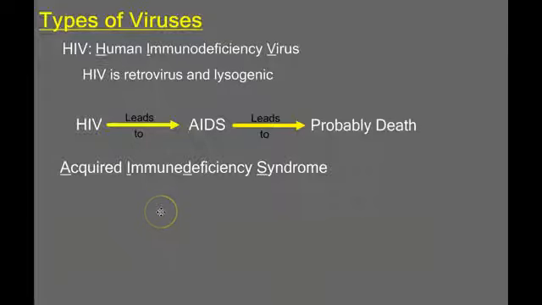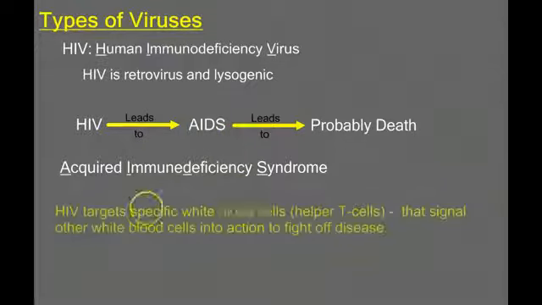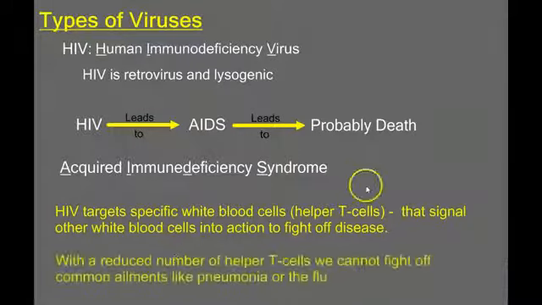Well, why? Again, HIV doesn't kill you, and the condition AIDS, while it doesn't directly kill you, leads to your death because the HIV viruses target specific white blood cells. We call these helper T cells. And the job of the helper T cells is to tell the other white blood cells to become active to fight off common diseases. So when you have the HIV virus, eventually it leads to AIDS because your white blood cell count, or your helper T cell count, is so low that you can't fight off things that are fairly common like pneumonia or the flu. And due to that weakened immune system, you die.